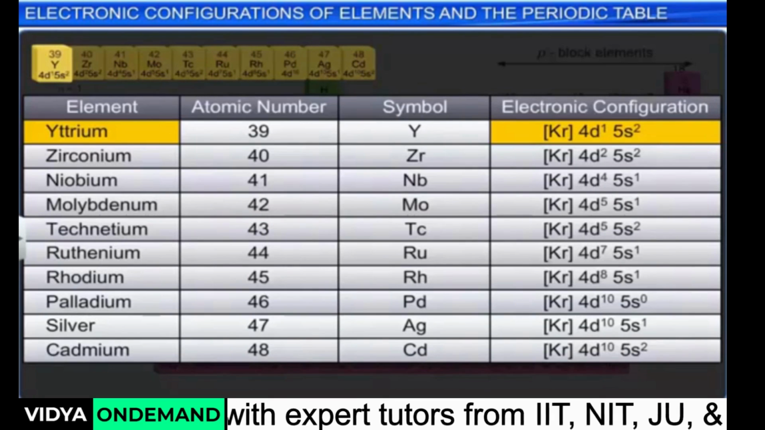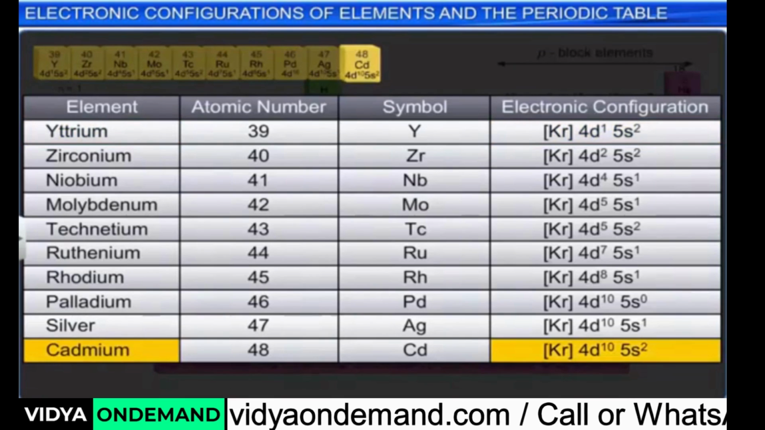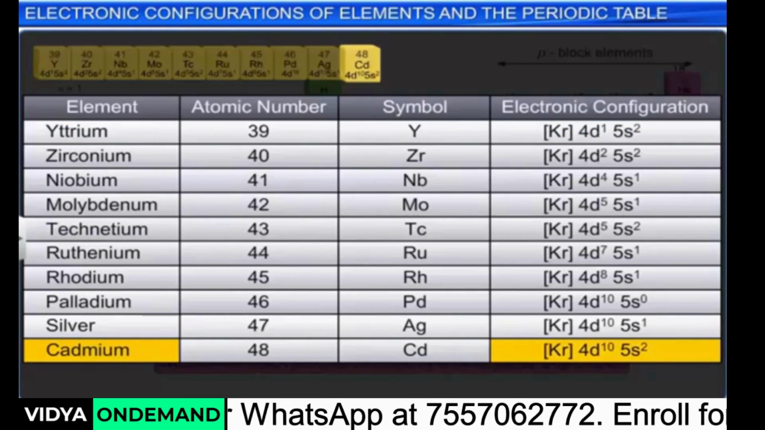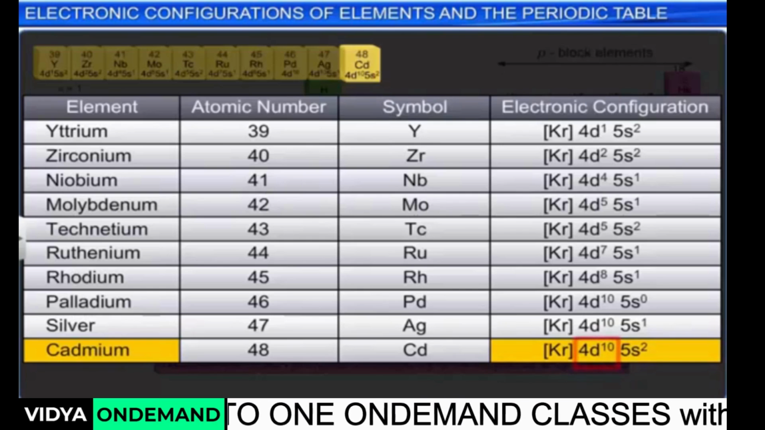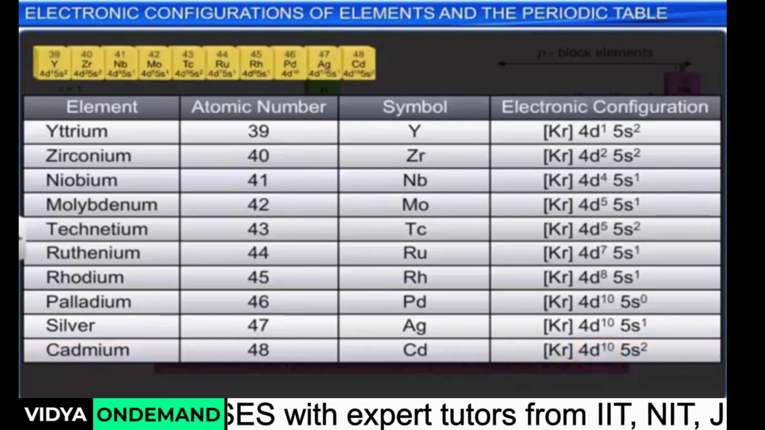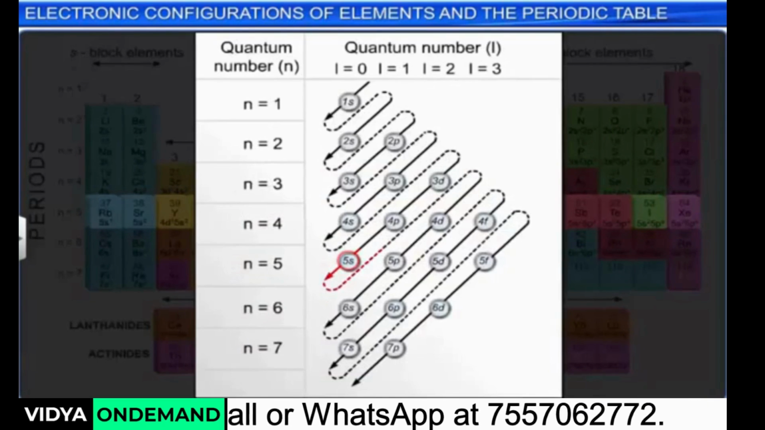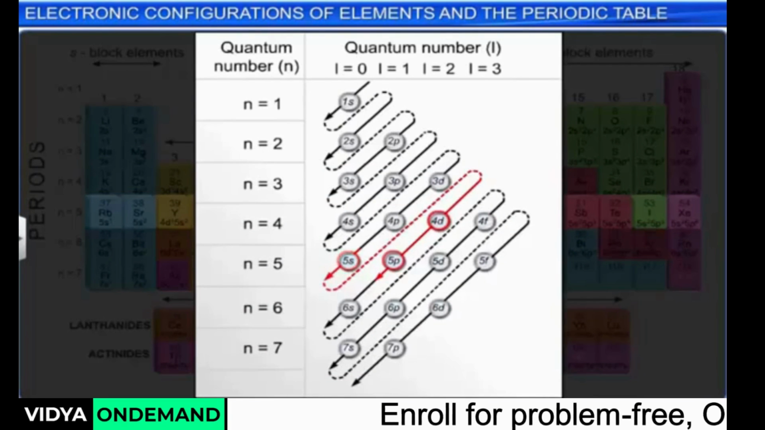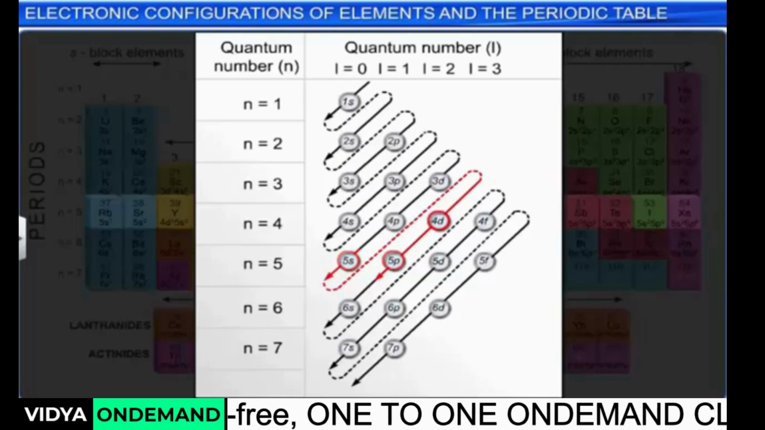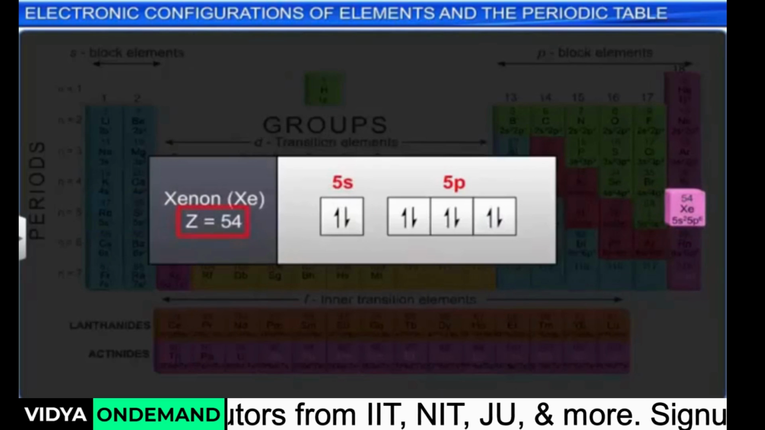The last element in this series is cadmium, having an electronic configuration 4d10 5s2, wherein the 4d orbital is completely filled. In the fifth period, electrons enter into the 5s, 4d and 5p orbitals successively. The fifth period ends with xenon with atomic number 54 and completely filled 5p orbitals.